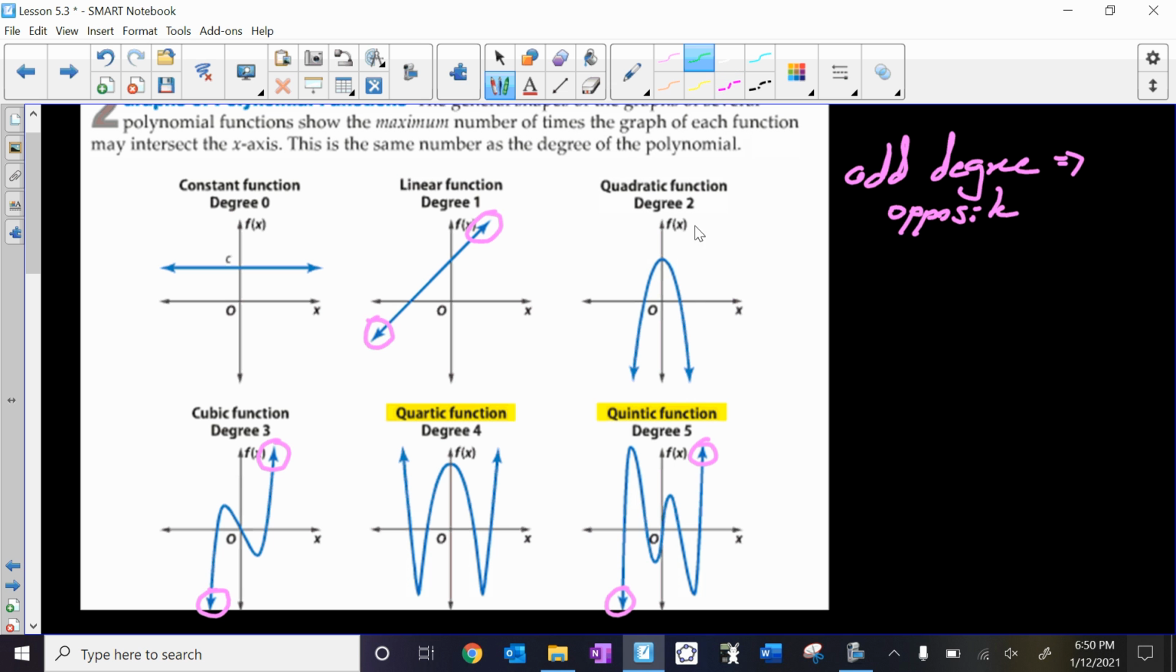Now, if I have an even degree, I got a couple of them that are even degrees. Here's an even degree. Notice where these are both finishing. Those are both finishing down. And on the fourth degree over here, they're both finishing up. So in a general consensus, if I have an even degree, then my ends are going to finish in the same direction. They're either both going to go up or they're both going to go down.